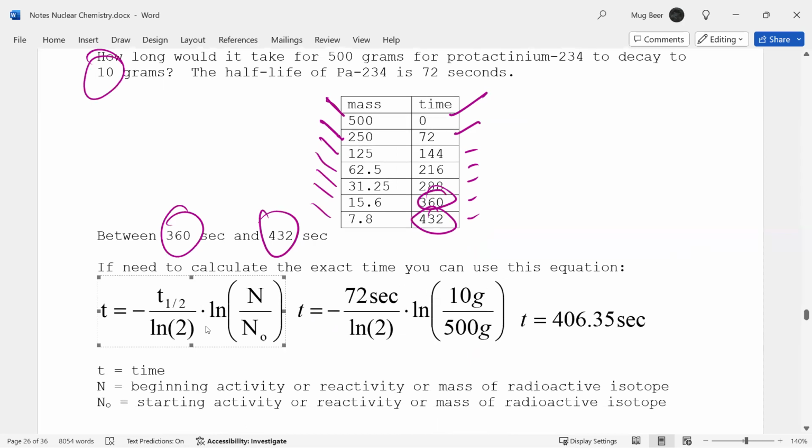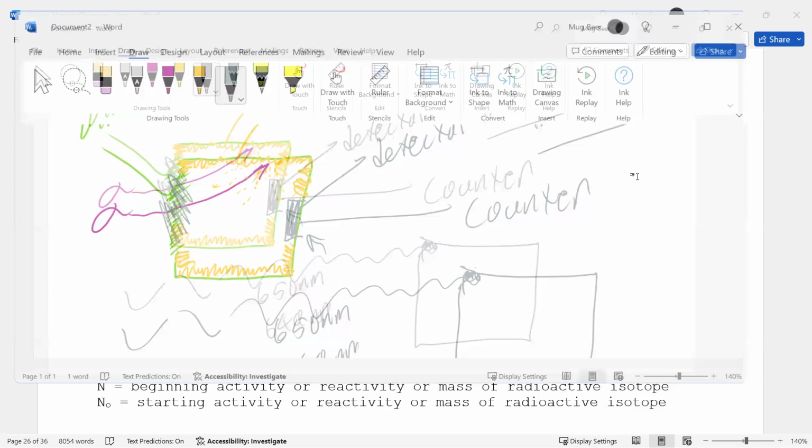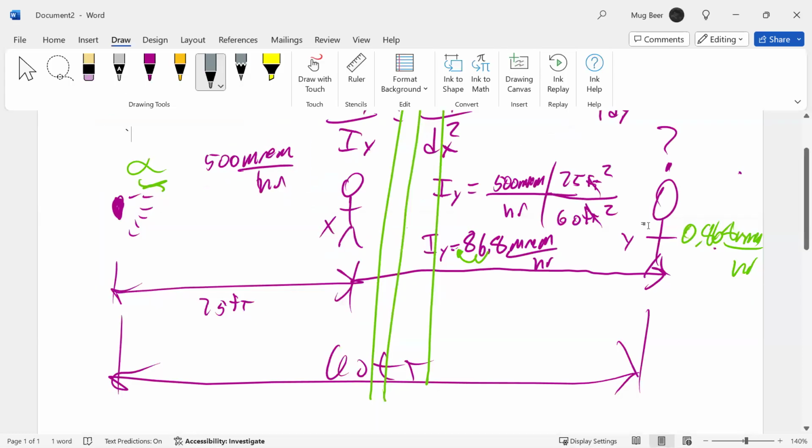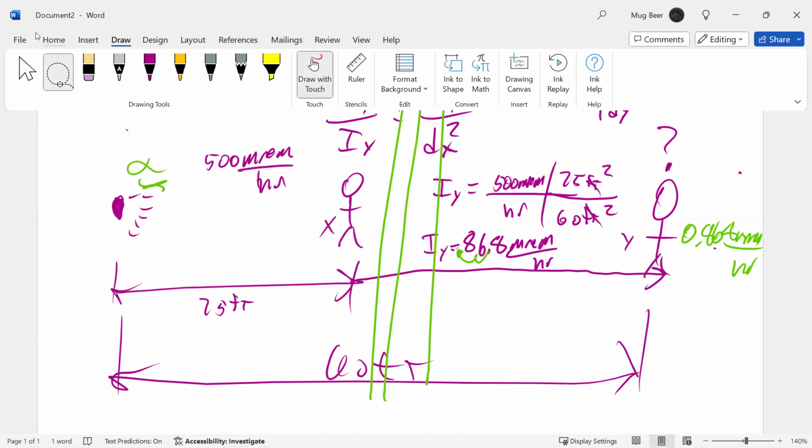And copy, go over here. What is going on? Are you frozen, Microsoft?